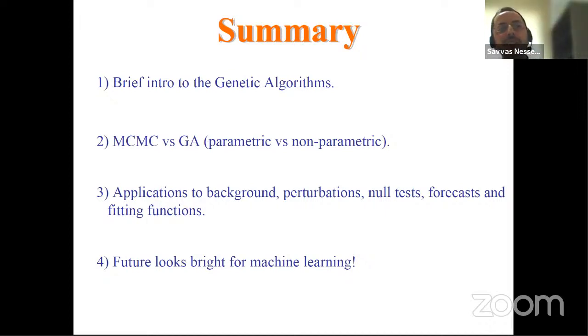And I presented very quickly, first of all, how the genetic algorithm works, this simulation that I showed you. I showed some applications to real background and perturbation data, some null tests, forecasts from Euclid, and finally some fitting functions. And I think it's clear that the future is bright for machine learning.